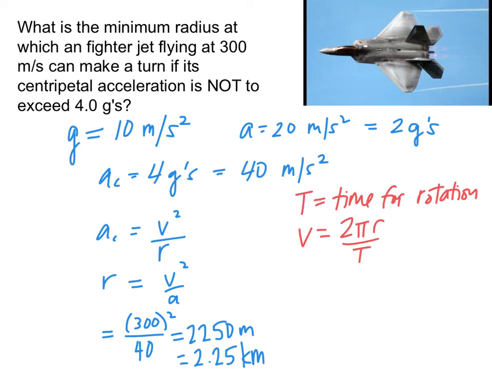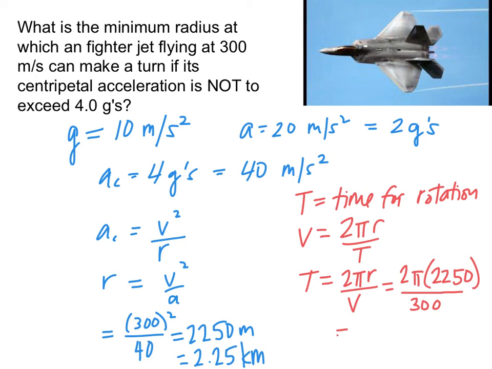Okay, this is the one that relates how much time it takes to make a rotation to how fast the object is going. So again, I would use my algebra trick and I would flip across the diagonal. So t is equal to 2 pi r over v. So 2 times pi times this radius that we just found. We'll use the meters version. And then divide that by the speed of 300.